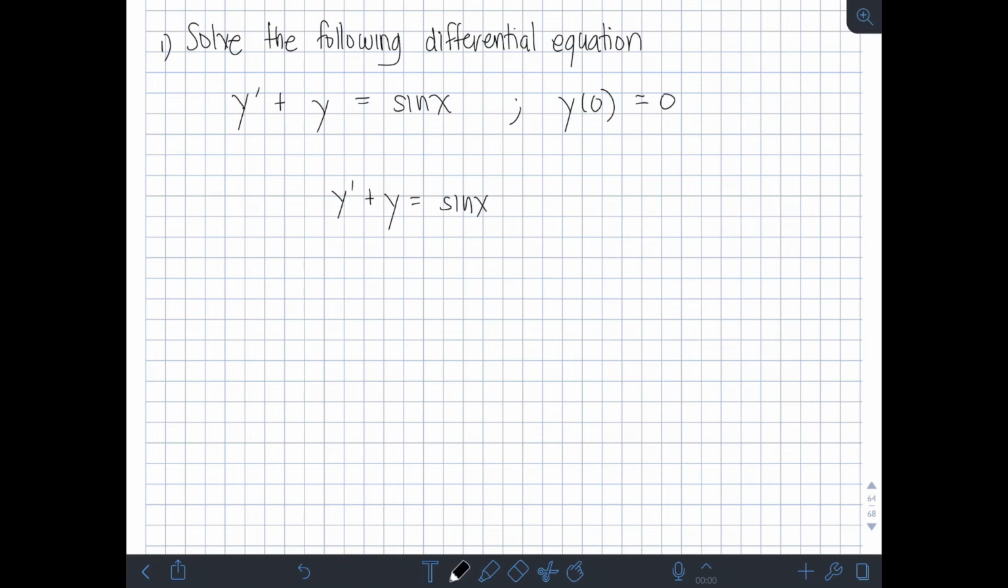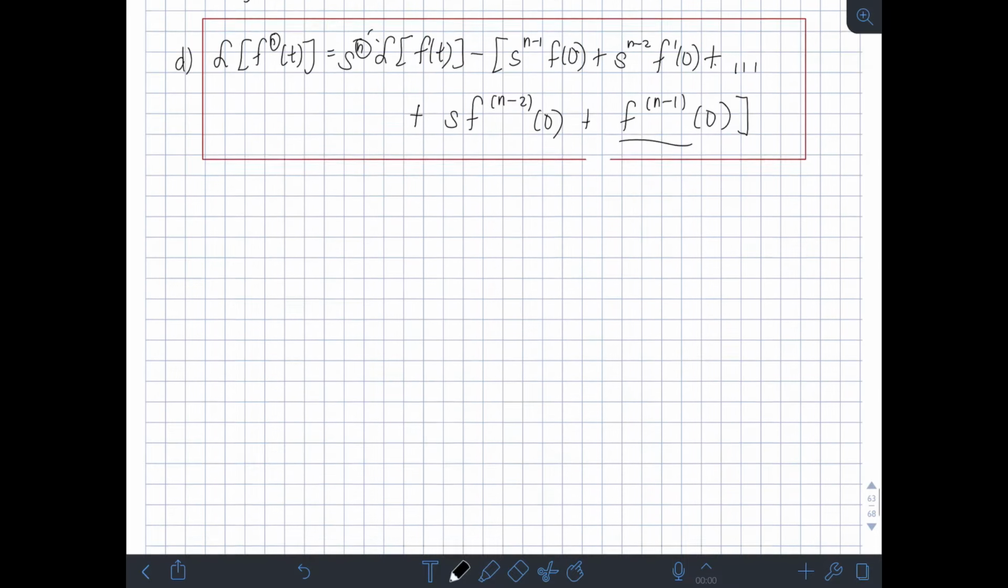So kapag magsasolve tayo ng DE using Laplace transform of derivatives, pwede nating hanapin muna yung Laplace transform of both sides. Okay? So, we have, pag distribute natin yung Laplace transform operator dito sa left side, we have Laplace transform of y prime plus Laplace transform of y equals, and then sa right side, we have Laplace transform of sine x. So, dito sa Laplace transform of y prime, apply natin yung formula sa taas.